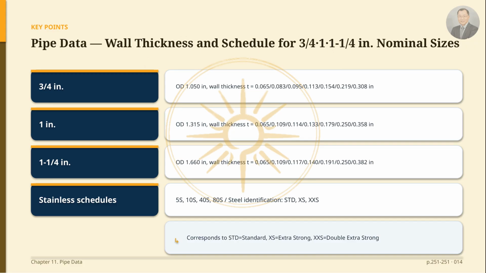This slide is a reference table summarizing the outside diameter and wall thickness data for major nominal sizes, from 3/4 in to 1¼ inches. For example, the outside diameter of a 3/4 inch pipe is 1.050 inches, and the wall thickness varies from 0.065 to 0.308 inches. For stainless steel, these are categorized by schedules such as 5S or 80S, while for carbon steel, identification symbols like STD or XXS are used. Since not all values are listed here, please first verify the nominal size and material of the piping you are designing, and then refer directly to the corresponding wall thickness value.